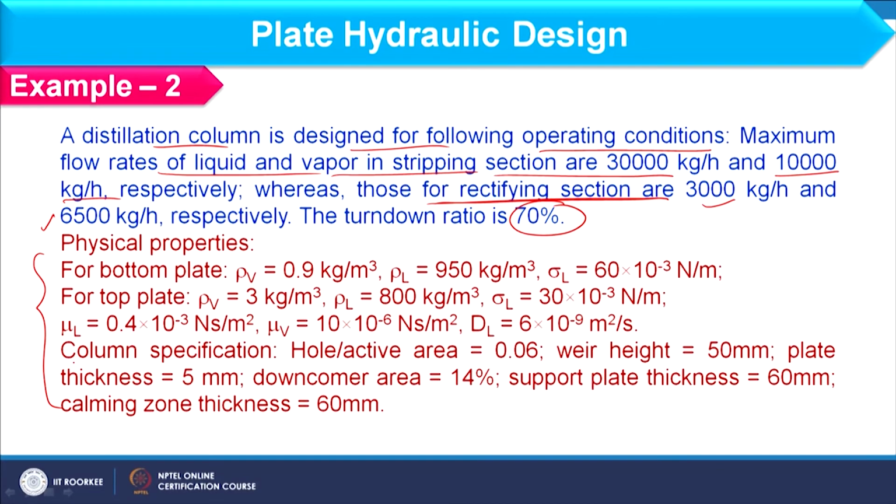and along with that we are given some column specifications, such as hole to active area is 0.06, weir height 50 mm, plate thickness 5 mm, downcomer area is 14% and support plate thickness is 60 mm, right. We are also given the calming zone thickness, that is 60 mm. Okay. In this way different parameters are given to us.